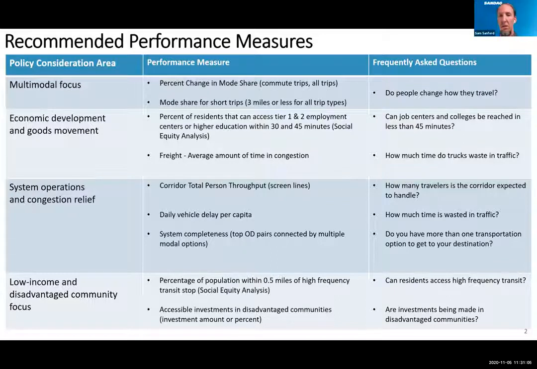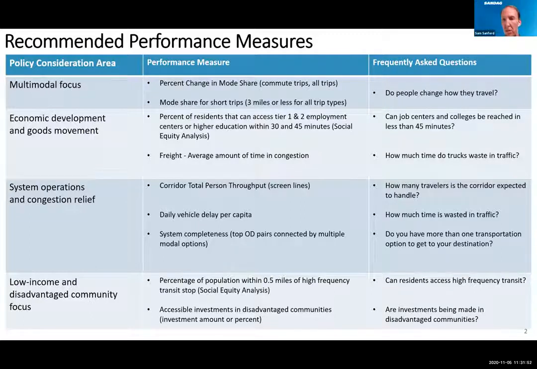On the third policy consideration area, we have system operations and congestion relief. We're looking at total corridor person throughput. So for this, we will work with the CMCP teams to identify locations where they think would be best to have a screen line to see what is the optimal throughput of individuals on a particular corridor. So looking at things like vehicle occupancy, transit occupancy, obviously the number of vehicles through that area. Second bullet in that policy area is the daily vehicle delay per capita. So again, another delay measure, but this one's focusing on all vehicles based on the population in that area.